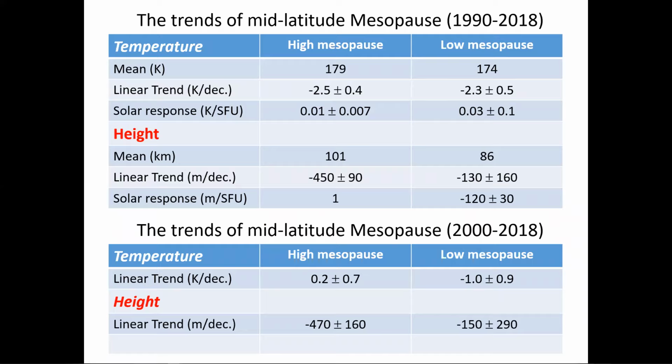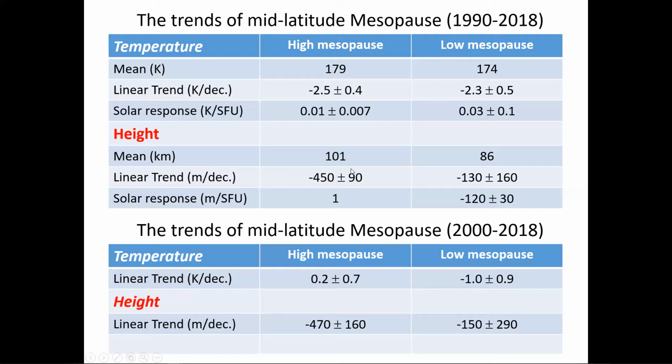This table lists the overall results of this investigation. The most important part is the linear trend for mesopause temperature. For high mesopause, like I said, it's about 2.5 Kelvin per decade with the statistical uncertainty of 0.4 Kelvin. And the low mesopause is similar, cooling of 2.3 Kelvin per decade with the uncertainty of 0.5 Kelvin. The solar response is also similar, although from a statistical point of view, the solar response term is insignificant. So this is about temperature.